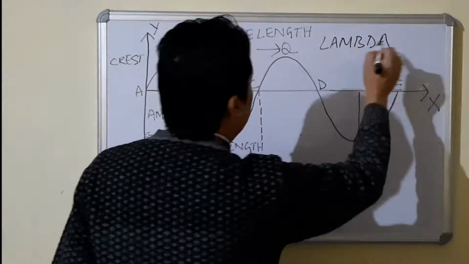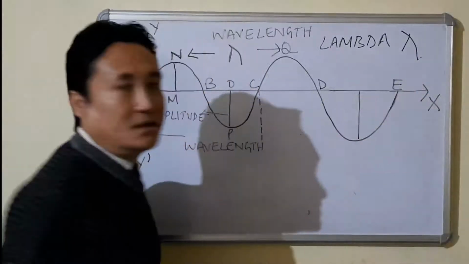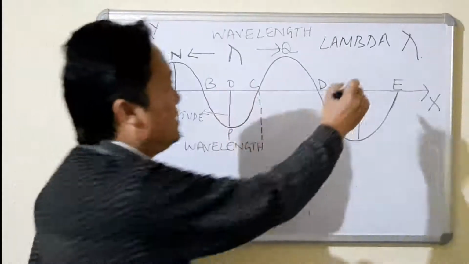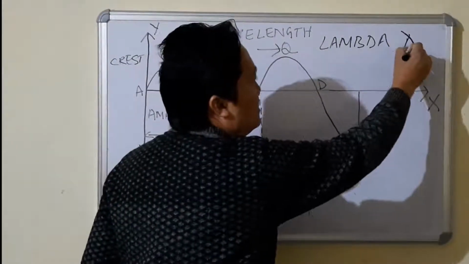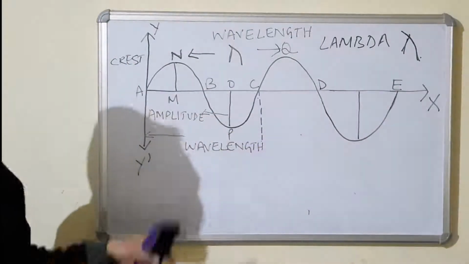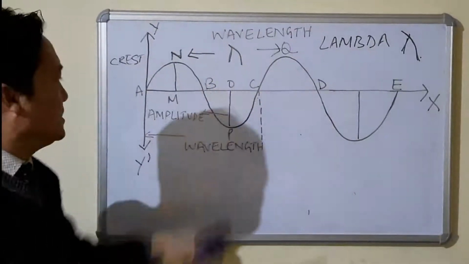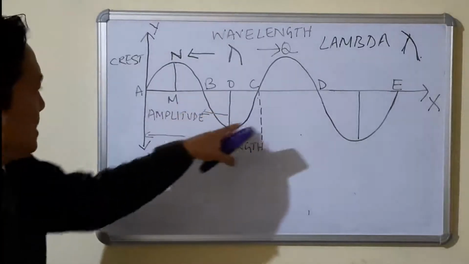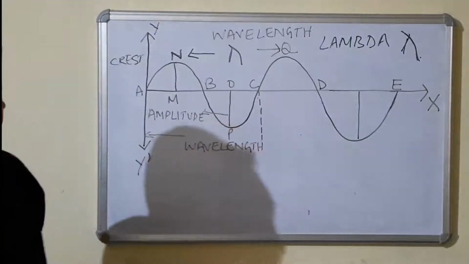L-A-M-B-D-A, lambda, which is symbolically written as, it looks like pi. Okay, it looks like this one. You write one long line here and another line you just cross it here. So this is lambda. So wavelength. So wavelength is PQ, which represents one wavelength. Similarly, AC represents another wavelength.